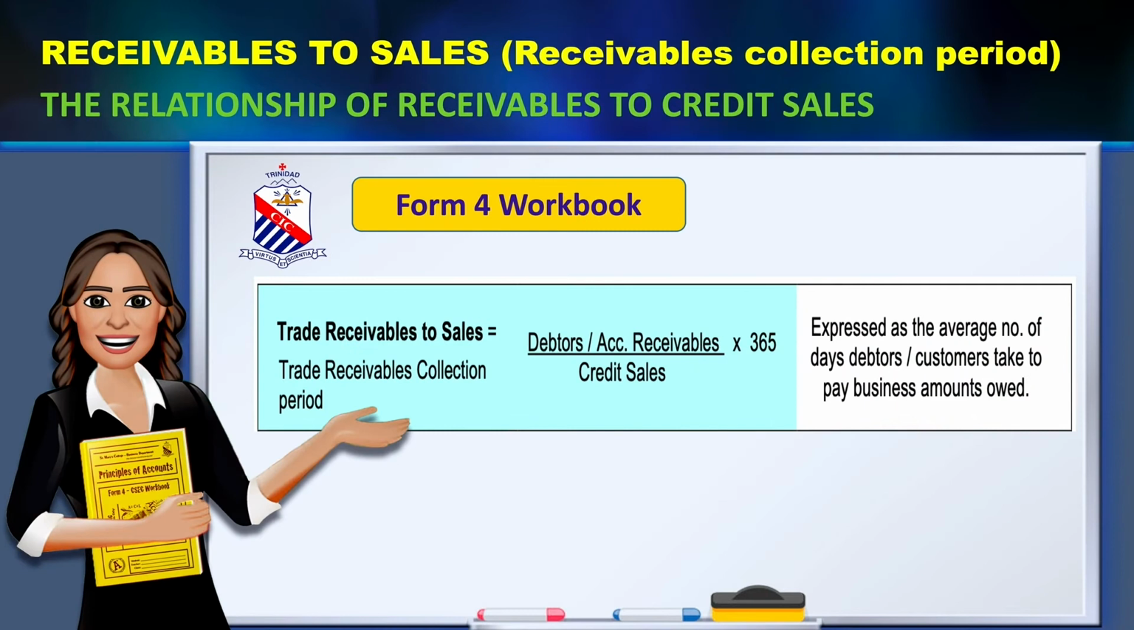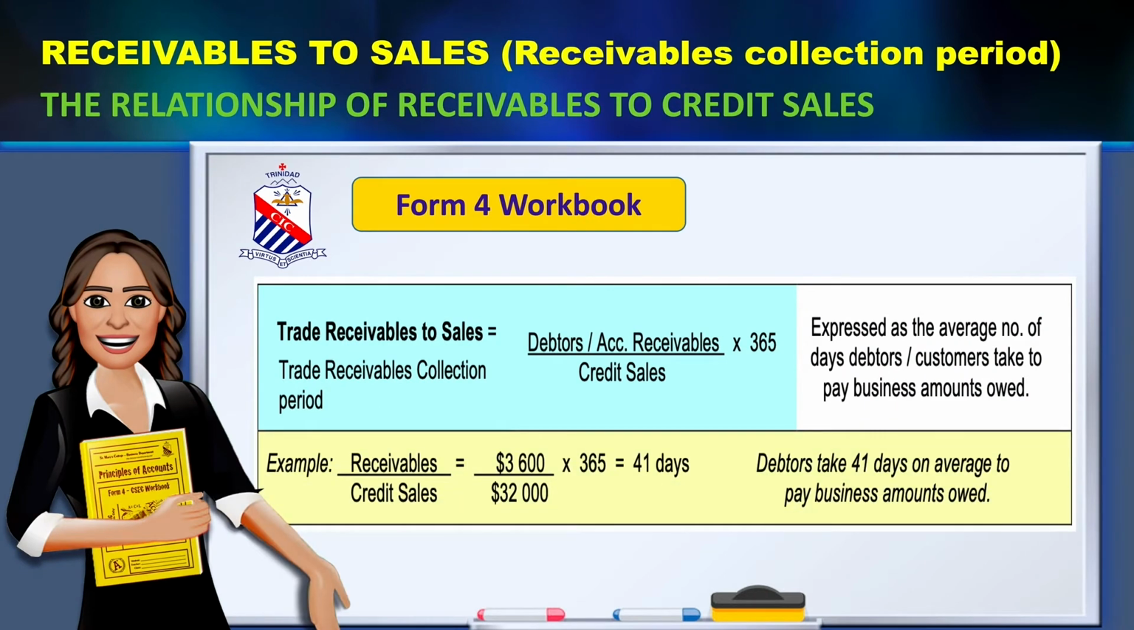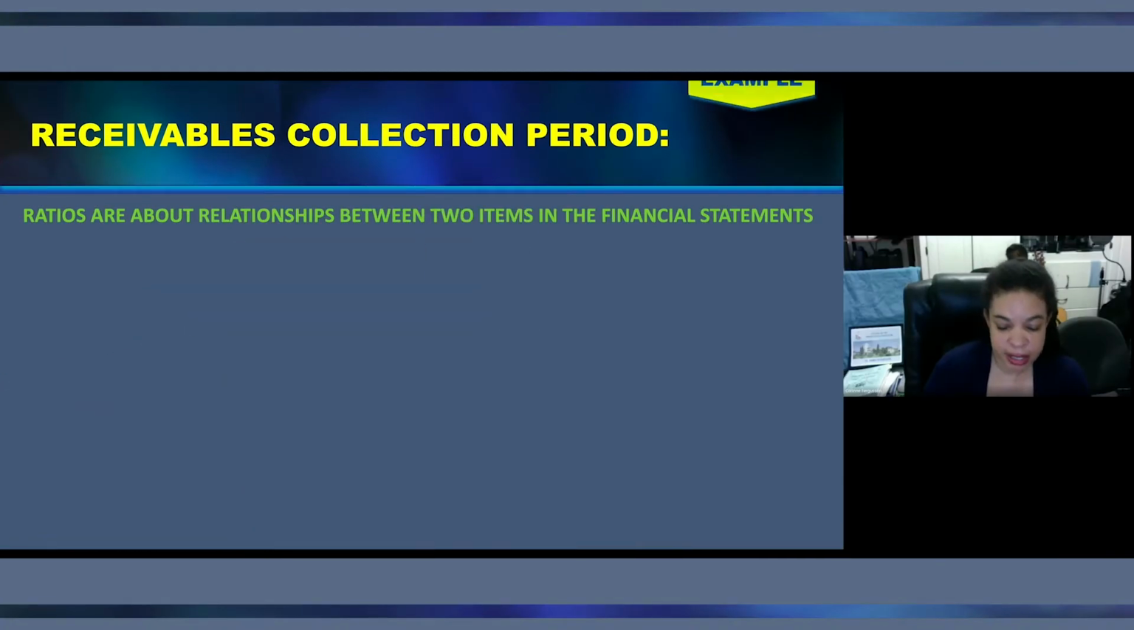Here we have in our workbook an example, very, very simple. If the receivables are 3,600 and your credit sales is 32,000, you just divide the 3,600 by the 32,000, multiply it by the 365, and the answer you get, which is 41, it's 41 days. So in this example, the receivables take 41 days on average to pay the business the amounts that they owe. So we're just going to do a nice little example.